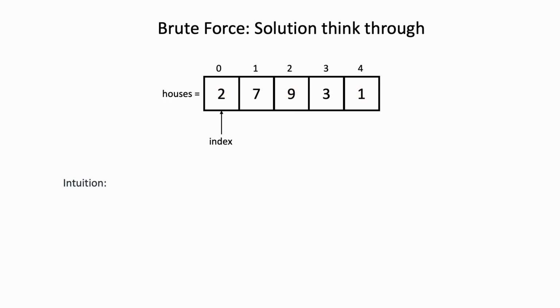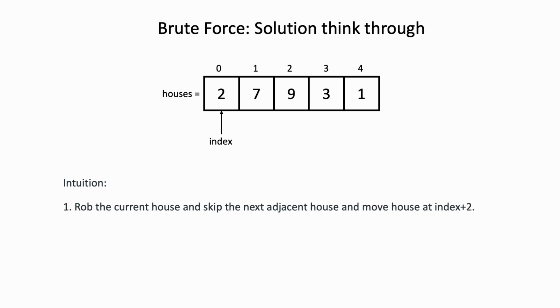Let's think about a solution to the problem. Let's say we are at the house at index 0. The only two actions we can take are to either rob the current house and move to the house at index plus 2, or we can skip robbing the current house and move to the next house at index plus 1.